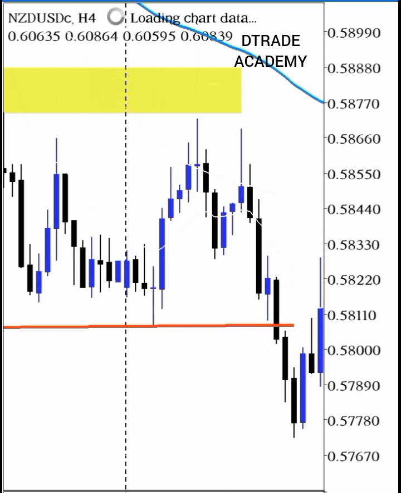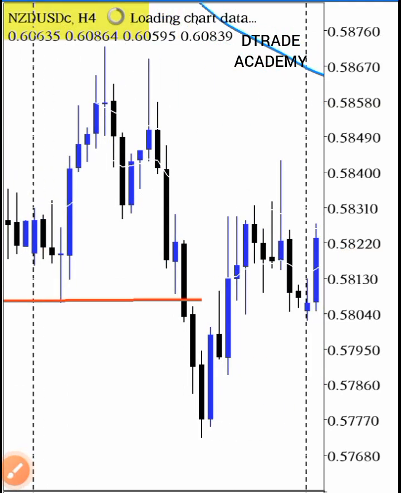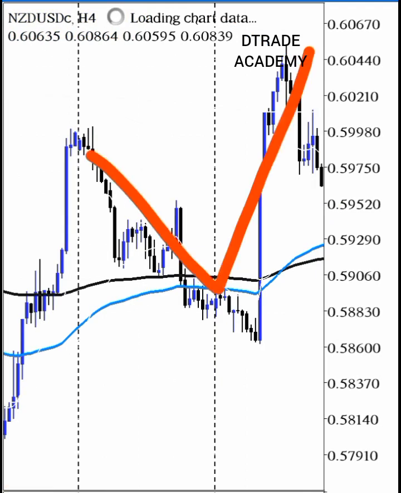But now what we have to do is look for an imbalance zone in the two zones. So for the first zone, we check for imbalance. We have one here and one here. The one price fills first, the one that gets filled up first, that is the one we use. So it happens that price came to fill this first. Though I'll explain further in the advanced video. For an uptrend, you can see price is now above our moving average.